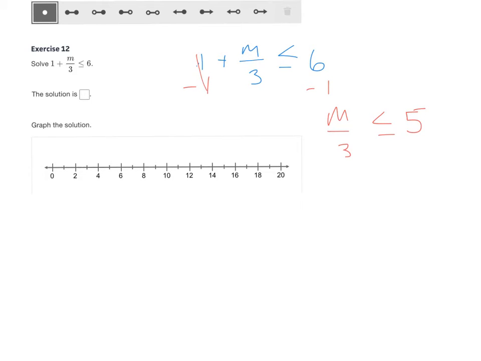Now we're going to do the inverse of, what is the inverse of dividing by 3? The inverse of dividing by 3 is multiplying by 3. So I'm going to multiply by 3 on this side, multiply by 3 on that side. I get m less than or equal to positive 15. So at 15 I would have a closed circle, and it's going to head to the left.